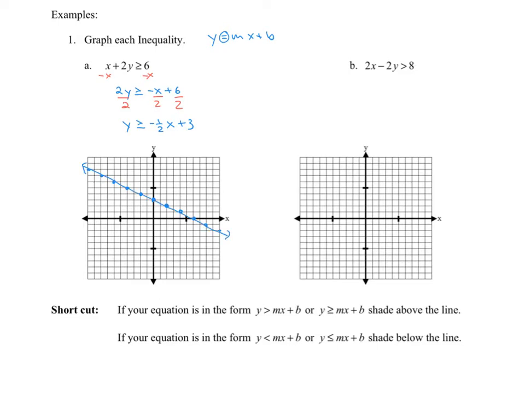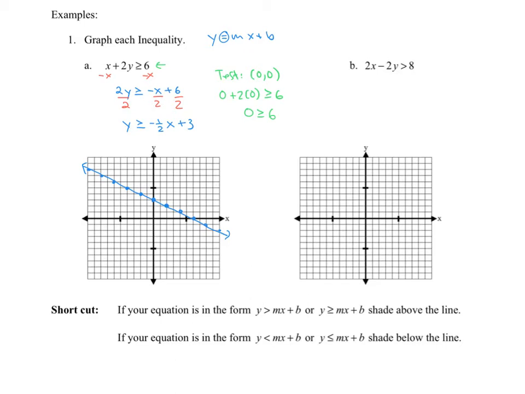And then I need to figure out which side of the graph satisfies this inequality. So what I do is I test a point. So I'm going to test the point 0, 0 because it's not on the line and it's an easy point to plug in. So if I put 0 in for x back into the original inequality and 0 in for y, I get 0 plus 2 times 0 is greater than or equal to 6. I simplify that and I get 0 is greater than or equal to 6.